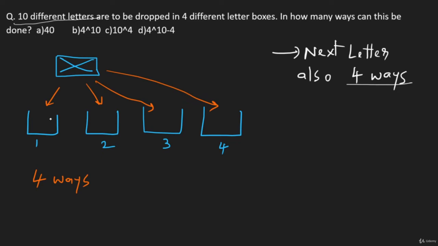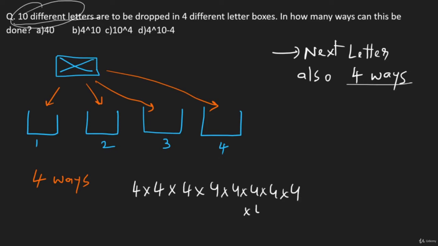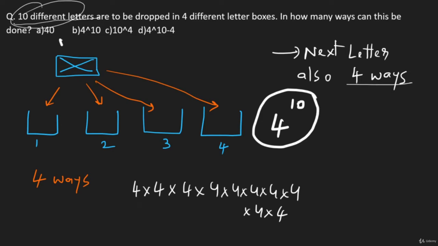Because it can be placed in any one of these 4 letter boxes. Therefore, when you take all the 10 different letters, it can be posted in 4 into 4 etc. 10 times ways. That's equal to 4 to the power 10, which is your answer, which is option B.